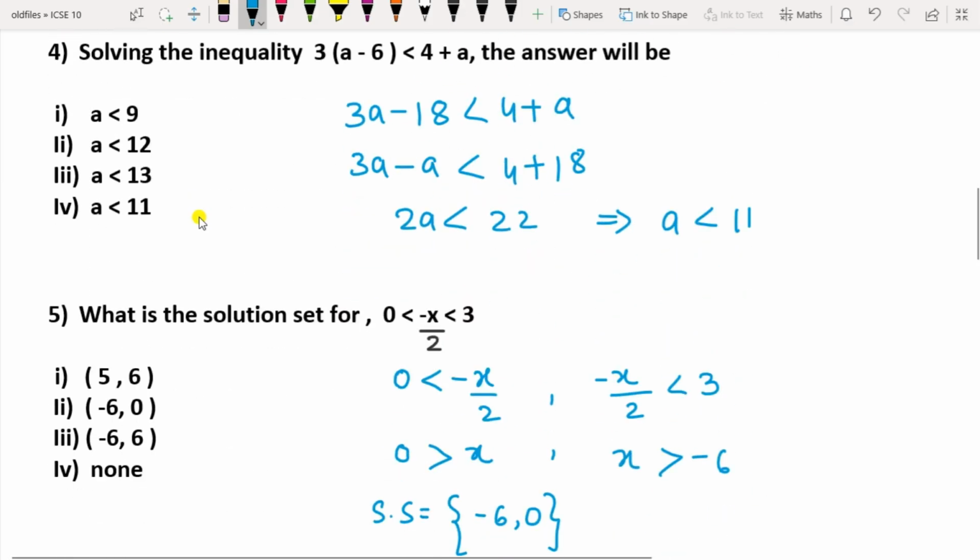Solving the inequality 3a - 6 < 4 + a. So solve this, you get the value as a < 11. So that is the correct option.